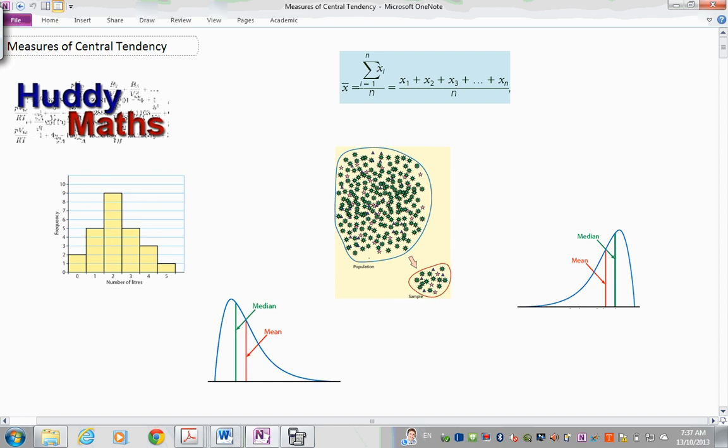Hey, welcome back to our next stage of the statistical journey here. Measures of central tendency, what's that? Well, if you remember, we decided from our data set, rather than give people a whole lot of data to look at, we'd draw graphs. And here's a graph here. Hey, can we go one step further?